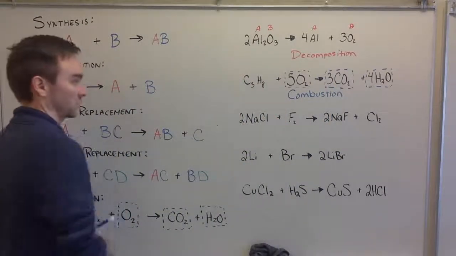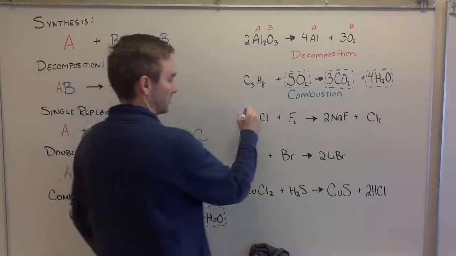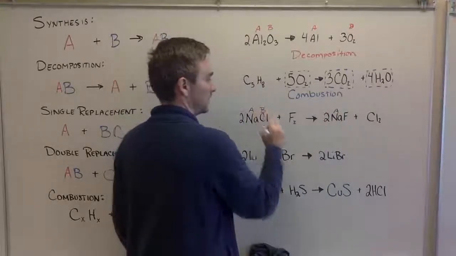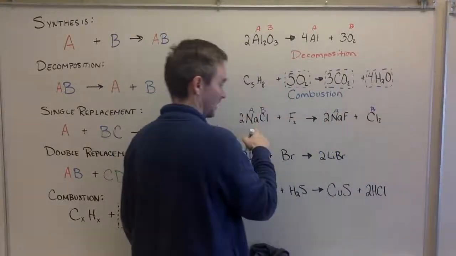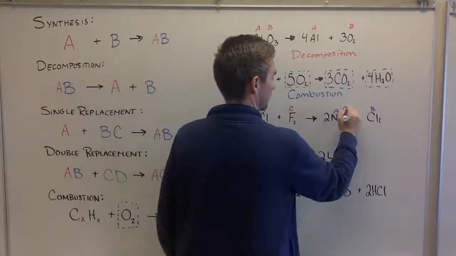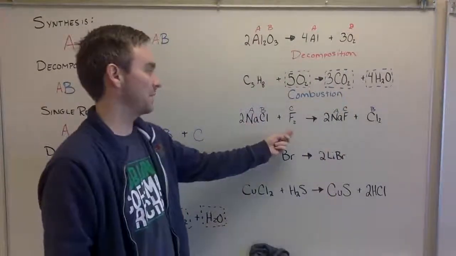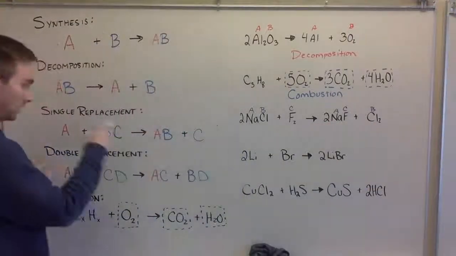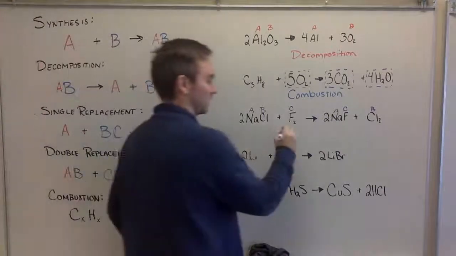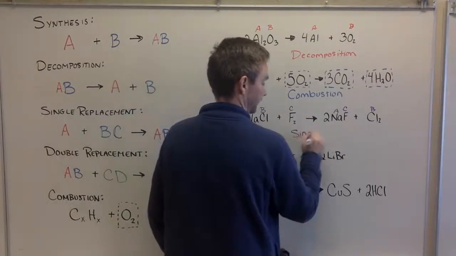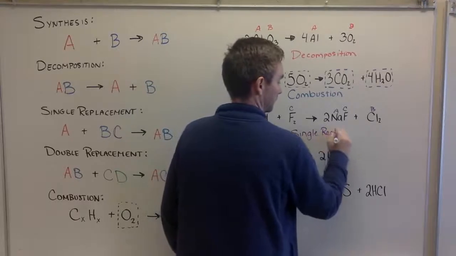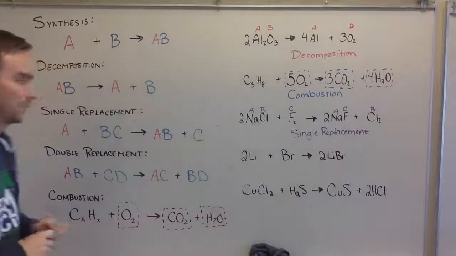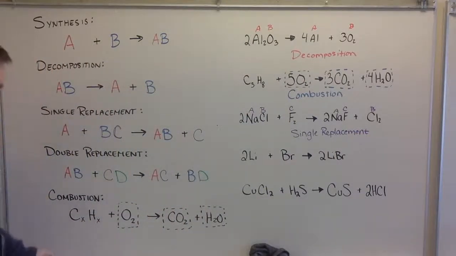All right, let's do this third one. I'm going to say all the sodiums in this one are A. We'll do all the chlorines as B. And all the fluorines as C. So I have A and B together, C by itself, and now A and C are together, and B is by itself. That kind of looks like this one right here. That is a single replacement reaction.